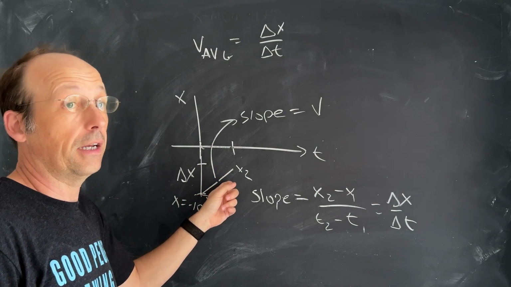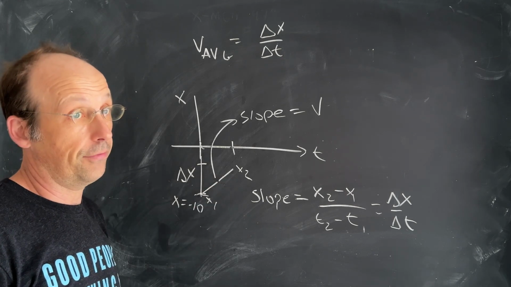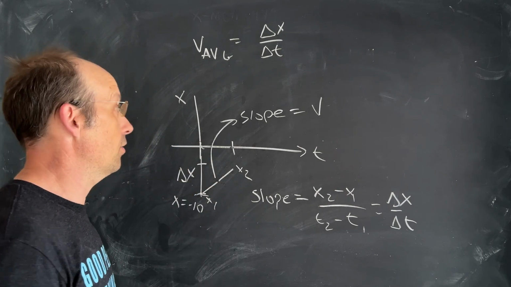Now, if the velocity is changing, then it won't be a constant slope here. It won't be a straight line for the position time graph. And we'll see that later. But right now, let's just consider constant velocity.